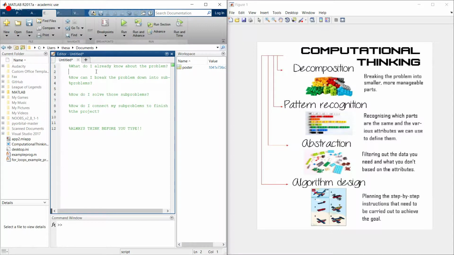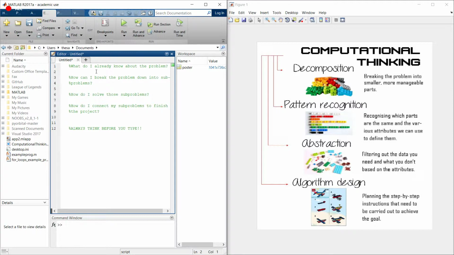And then finally, once you solve each of these subproblems, how do you tie the subproblems together in order to complete the project? Each of these subproblems accomplishes a small part of the overall project. Then it's finally your job to tie these parts together in order to complete it.